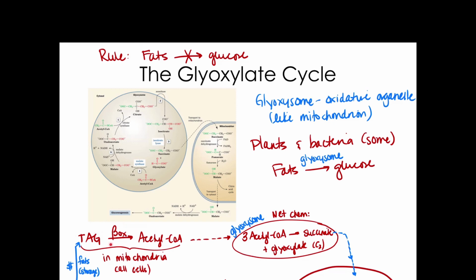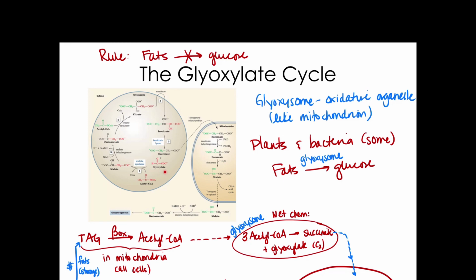Triglycerides as fatty acids are broken down via beta oxidation into acetyl-CoA, and this process happens in the mitochondria. So again, we've got acetyl-CoA that's in the mitochondria. That acetyl-CoA is going to make its way into the glyoxysome. Now I'm overly simplifying this, but what I want you to know is that the net chemistry that happens in the glyoxysome is the conversion of 3 acetyl-CoA groups, so each acetyl-CoA being 2 carbons, so 3 of them is going to be converted into succinate and glyoxylate, the namesake of this cycle. So again, that's an oversimplification, but that's kind of the net of what happens.